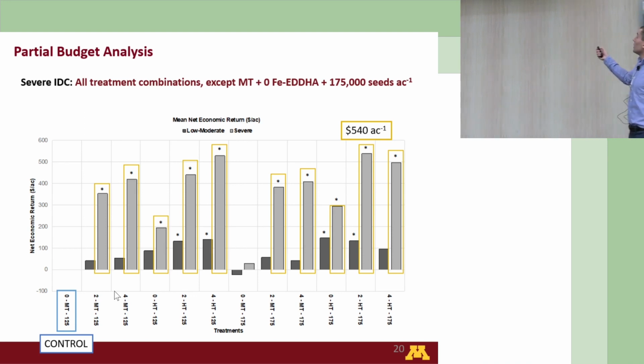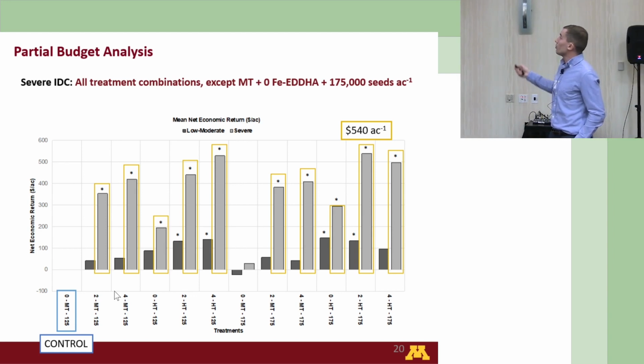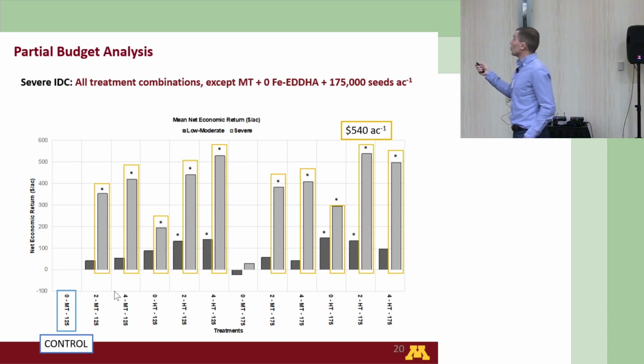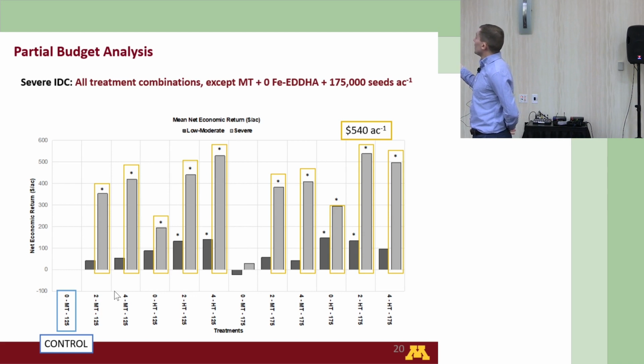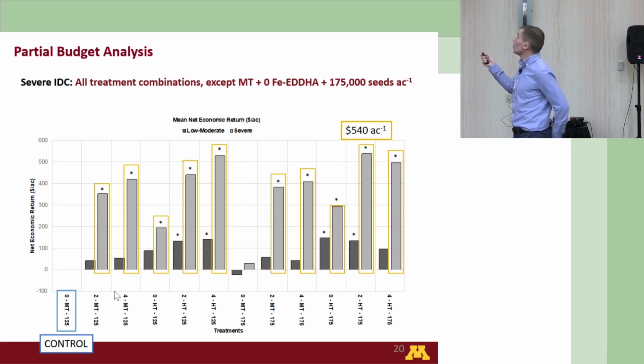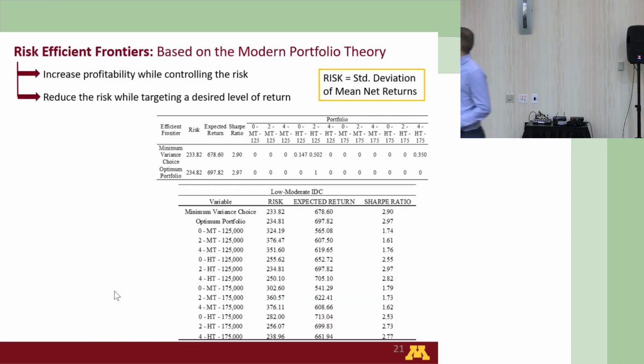Overall, the treatment combination that provided the highest net economic return compared to the control under severe conditions was the combination of a highly tolerant variety with 2 pounds of iron chelate per acre planted at an increased seeding rate, which was $540 per acre more profitable than the control treatment.